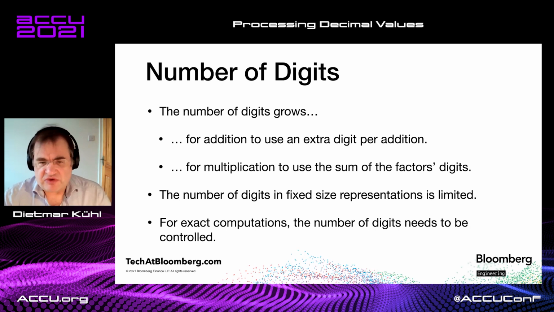And normally the number of digits in a fixed size representation is always limited. You can only fit that number of digits, right? And you may have an arbitrary sized representation. In the end, this is also limited because either you run out of memory or you may want to still constrain it to some level, which effectively means if you want to get exact computations, the number of digits needs to be controlled in some way or the other.